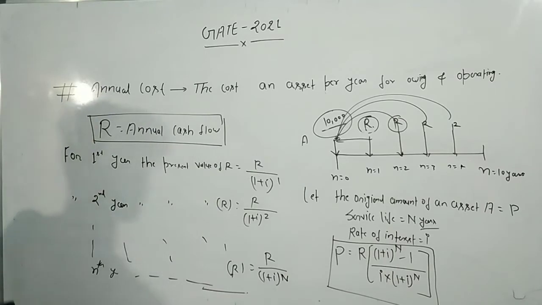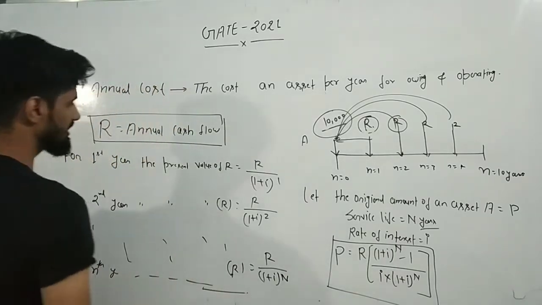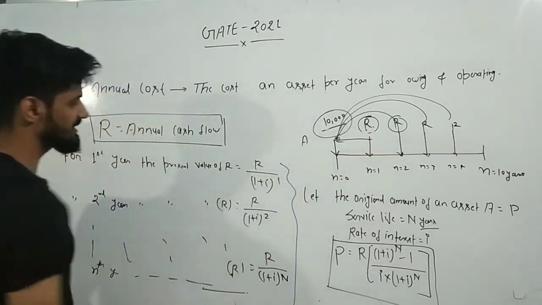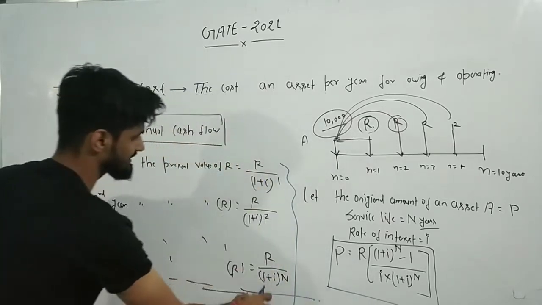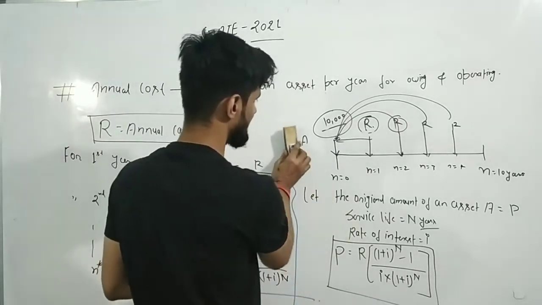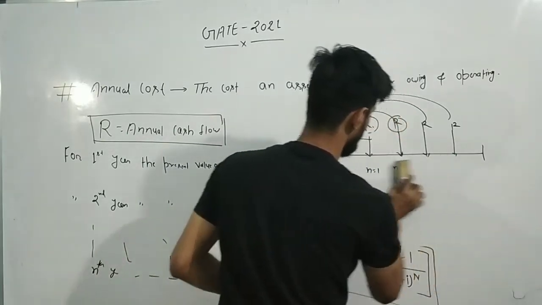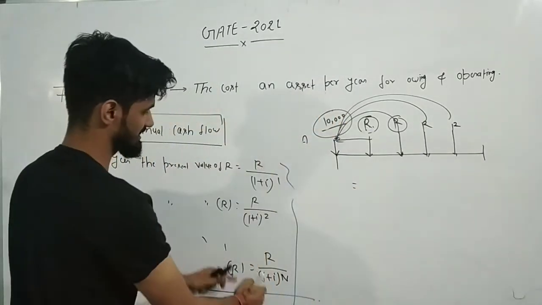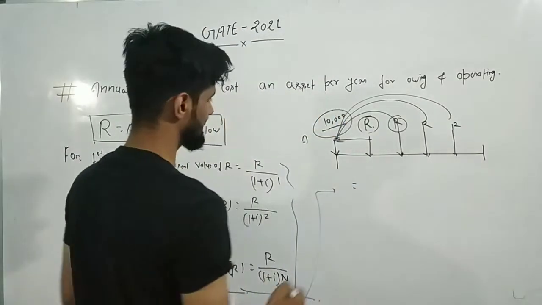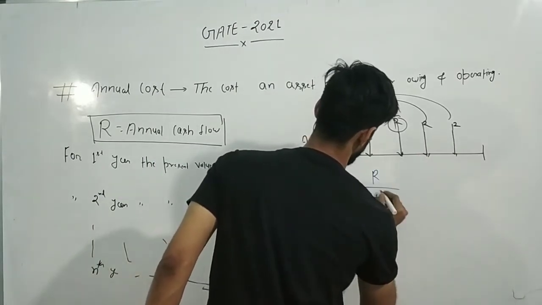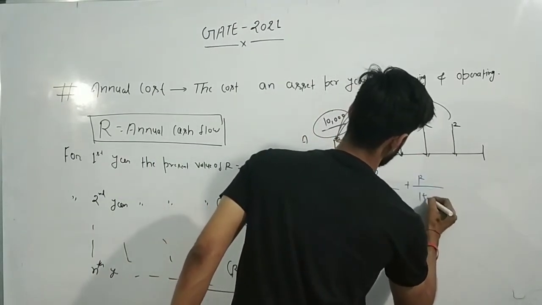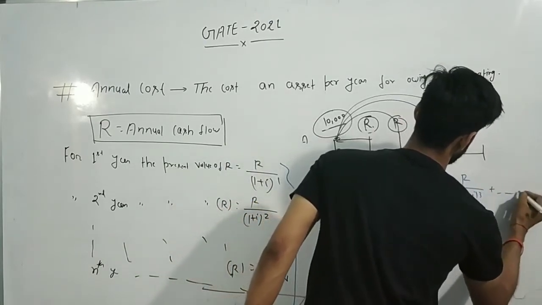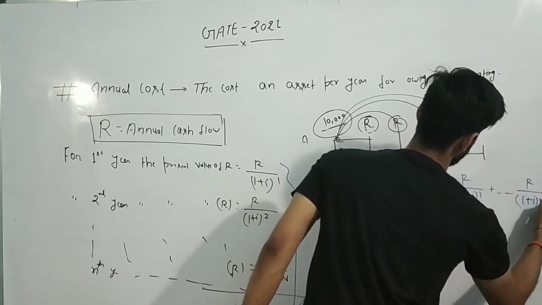Now what I am trying to tell you, it's a very simple thing. If you are going to add all these things, because already you have converted all this cash flow into its present value, now if you will add all these things, then what will you get? I am just roughing it out. I am summing it out. Then you will get R upon (1 plus I) plus R upon (1 plus I) whole square plus R upon (1 plus I) cube plus dot dot R upon (1 plus I) whole n.